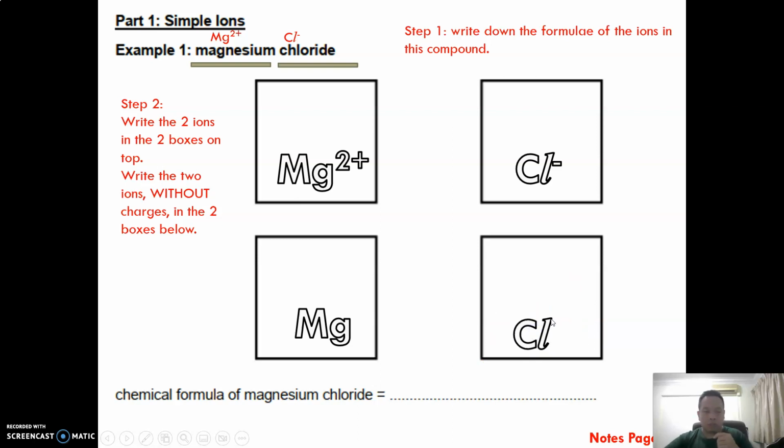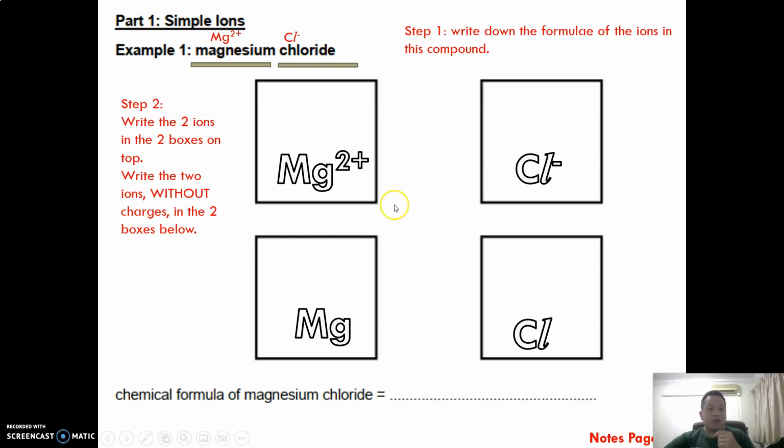Why do I do this? Because many students, when they write ionic chemical formulas, especially at the beginning, make the mistake of putting in charges. But a compound itself is electrically neutral. There should not be any charges present in your compound.